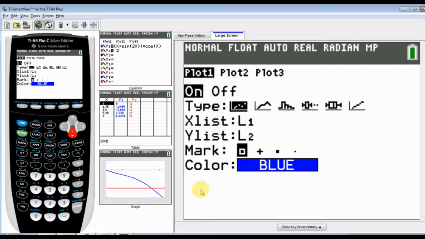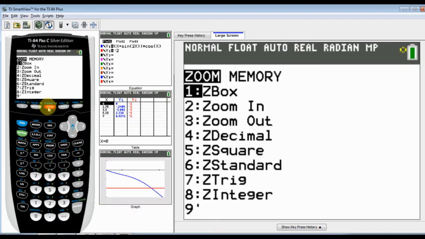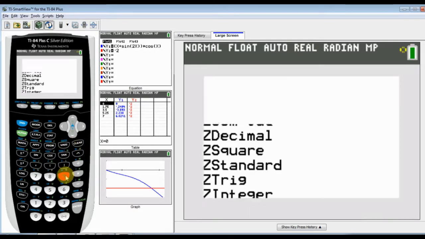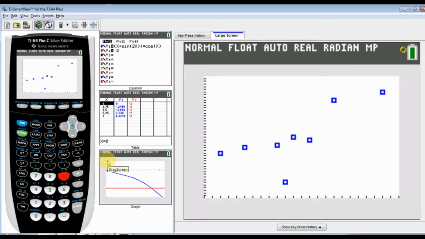Quick visual verification. Is the X list in L1? Yes. Is the Y list in L2? Yes. And from here, we'll zoom. And we're going to zoom stat. So zoom 9. Boom. And does that look linear? Yeah. This point right here kills the linearity, of course. It's kind of far away from the rest of the trend.